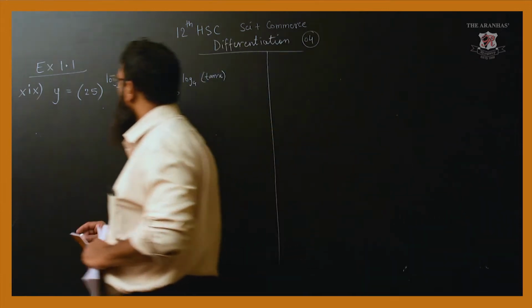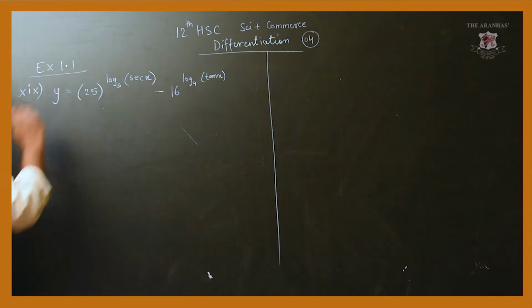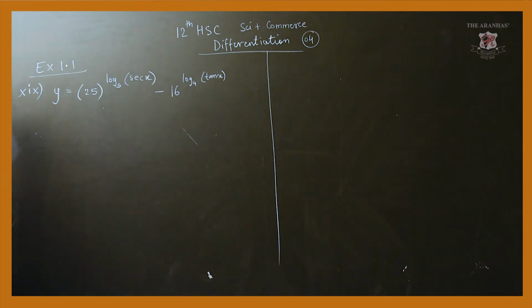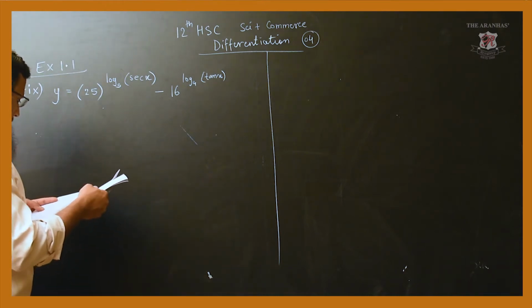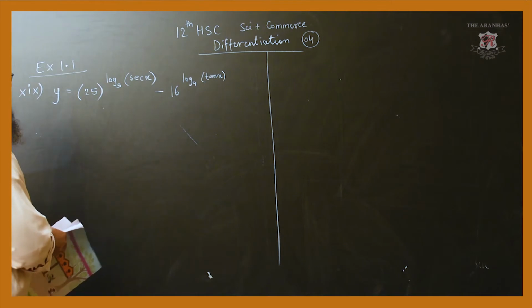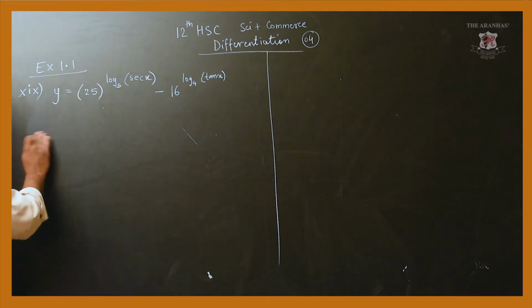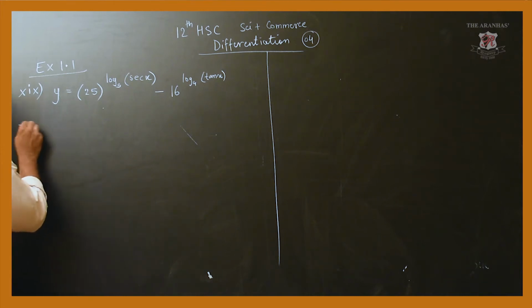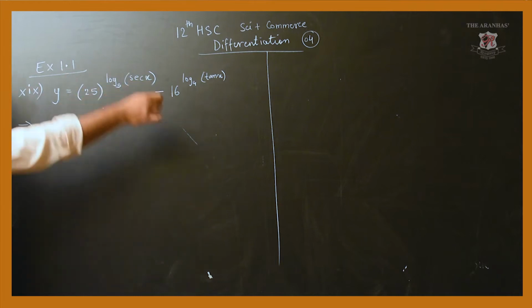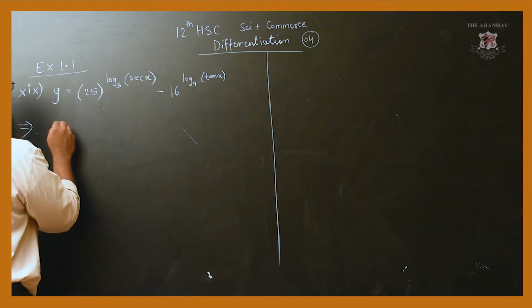y is equal to 25 log to the base 5 of sec x minus 16 log to the base 4 of tan x. How to solve this? Let us see a few interesting things before this. We can't directly differentiate, it's a complicated thing.